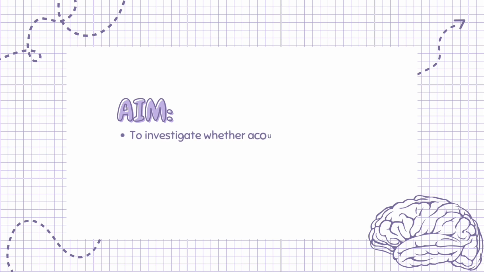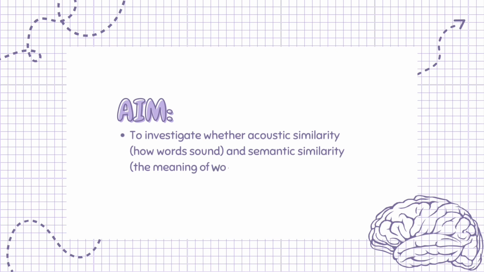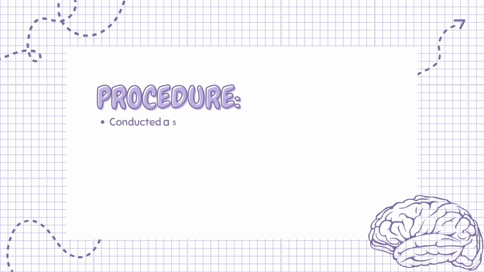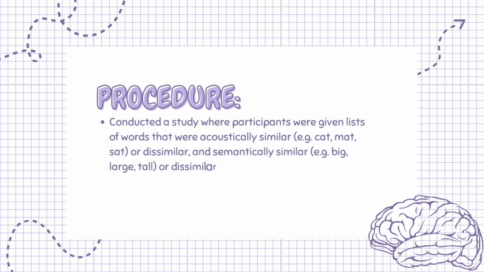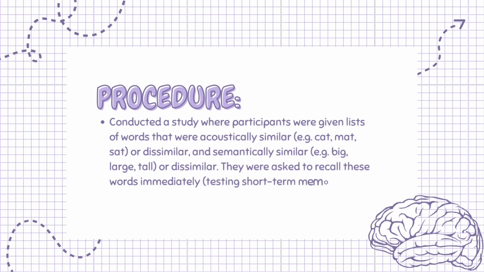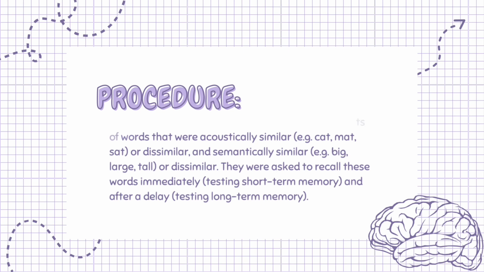Baddeley aimed to investigate whether acoustic similarity, how words sound, and semantic similarity, the meaning of words, influence short-term and long-term memory differently. Baddeley conducted a study where participants were given lists of words that were acoustically similar, e.g. cat, mat, sat, or dissimilar, and semantically similar, e.g. big, large, tall, or dissimilar. They were asked to recall these words immediately, testing short-term memory, and after a delay, testing long-term memory.